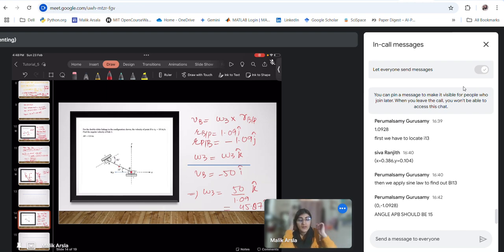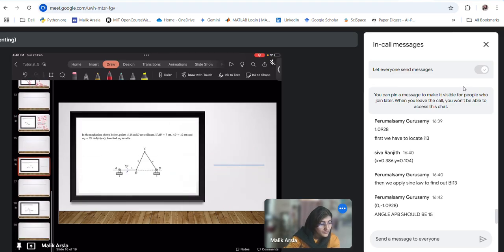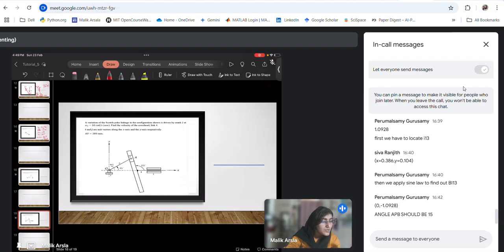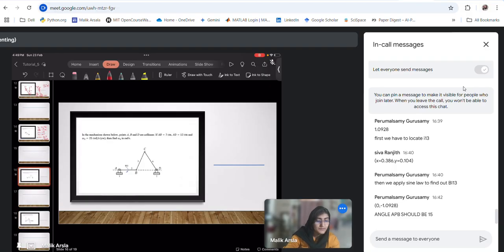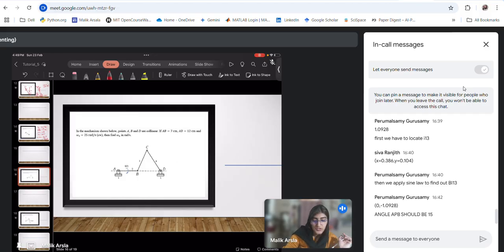Now we can maybe move to the next question. The last question I'll give you as homework, then we can discuss in the next class if you're not getting it. This will be the last question which you are doing. In this mechanism, points A, B and D are already given to be collinear. If omega 2 is given, find omega 4. So omega 2 is given and we have to find omega 4.